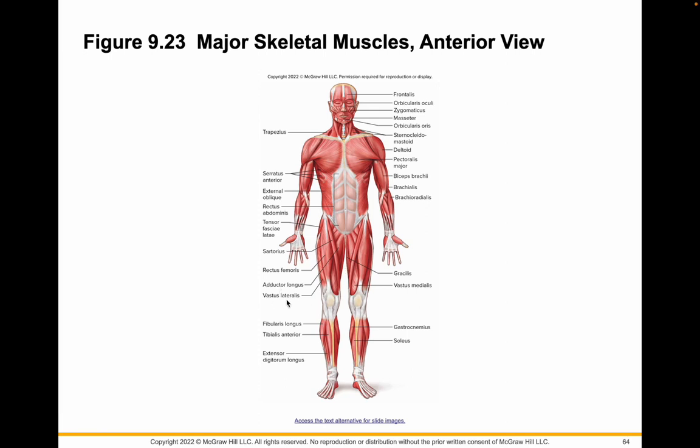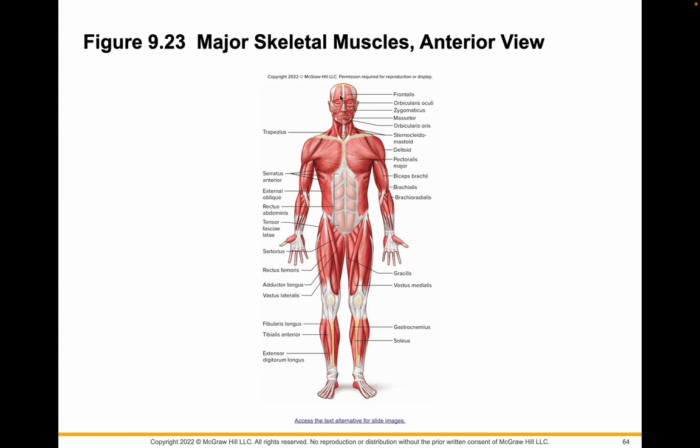Vastus lateralis is large, to the side of the rectus femoris. So here's rectus femoris. Here's this large muscle to the lateral, to the side of rectus femoris. Fibularis longus runs along the fibula, and it's very long. Tibialis anterior, running along the tibia. And extensor digitorum longus helps move these digits. Dorsiflexion, pretty much.